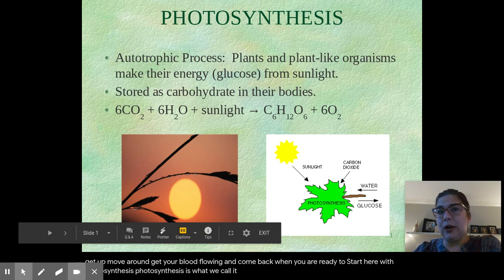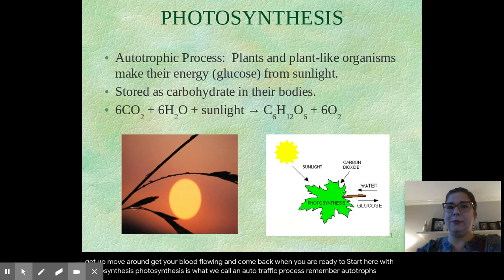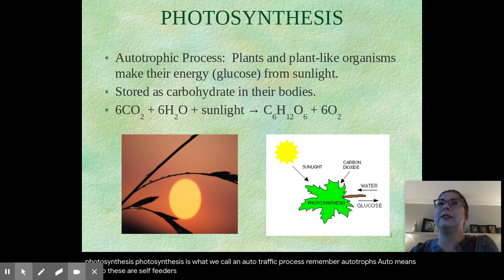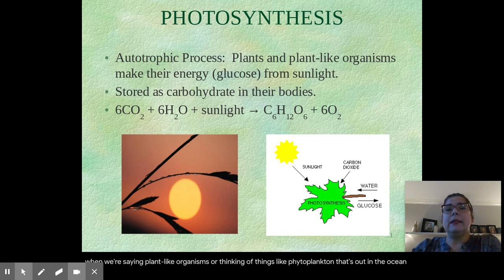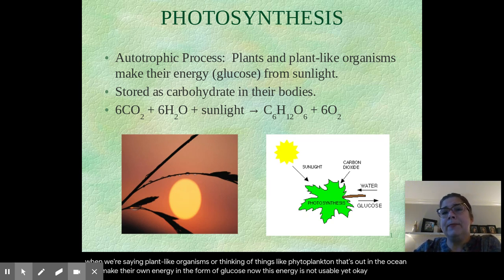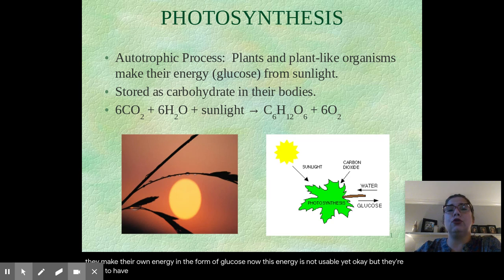Photosynthesis is what we call an autotrophic process. Remember, autotrophs, auto means self. So these are self-feeders. These are self-nutrient makers, okay? Plants and plant-like organisms, and when we're saying plant-like organisms, we're thinking of things like phytoplankton, that's out in the ocean. They make their own energy in the form of glucose. Now, this energy is not usable yet, okay? But they're going to have it stored in a chemical form called glucose, and this comes from the sun's energy. It's stored as a carbohydrate in their body.